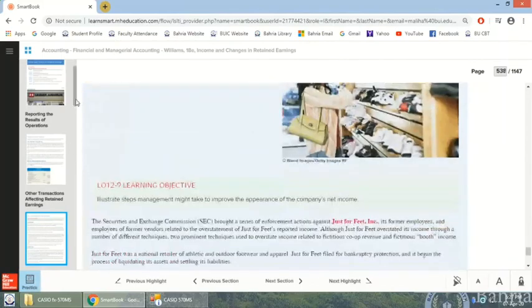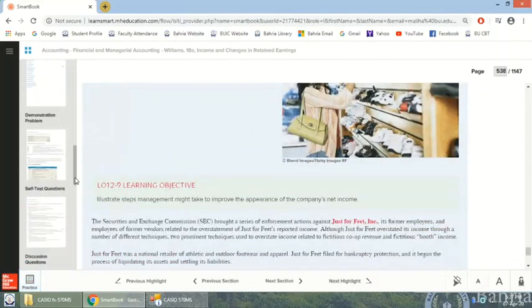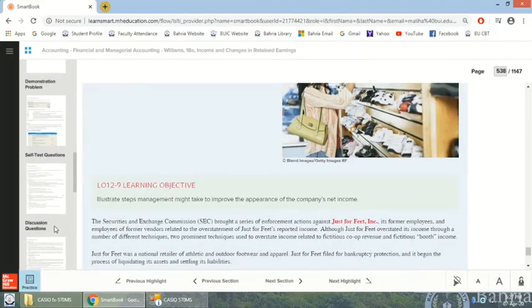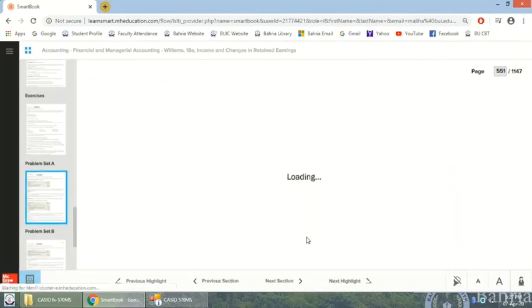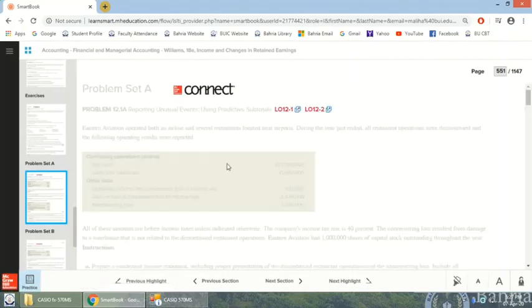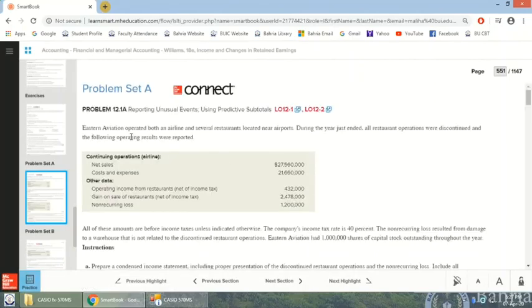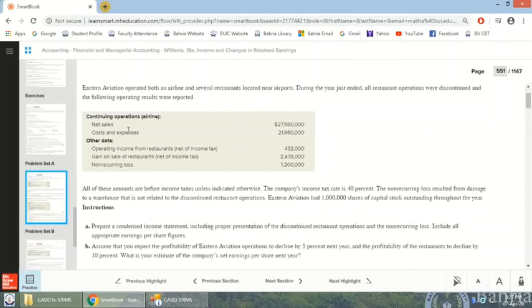Now let's move on to the questions. For that I have to switch to the board. I hope that you can see the book clearly. Let's attempt one or two problems. Let me explain the question to you first of all. This is problem set 12.1a of your books, and it talks about continuing operations and how you're supposed to tackle the problem by computing the earnings per share. Let's move on to the book.